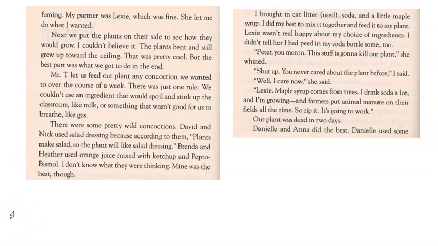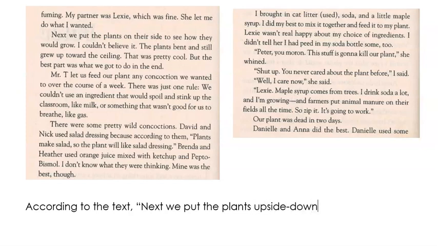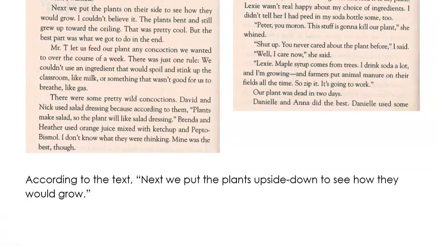Now, I am going to set it up correctly according to the text. So there's my sentence starter, my comma, my quotation mark to show I'm going to start copying. Next, we put the plants, and here's where I'm going to change it, upside down to see how they would grow. Then I'm going to put my period and my ending quotation mark. So that's a sample of my lie. I copy, it looks like it's written correctly, but I changed something in my quote that's not exactly as it's written.